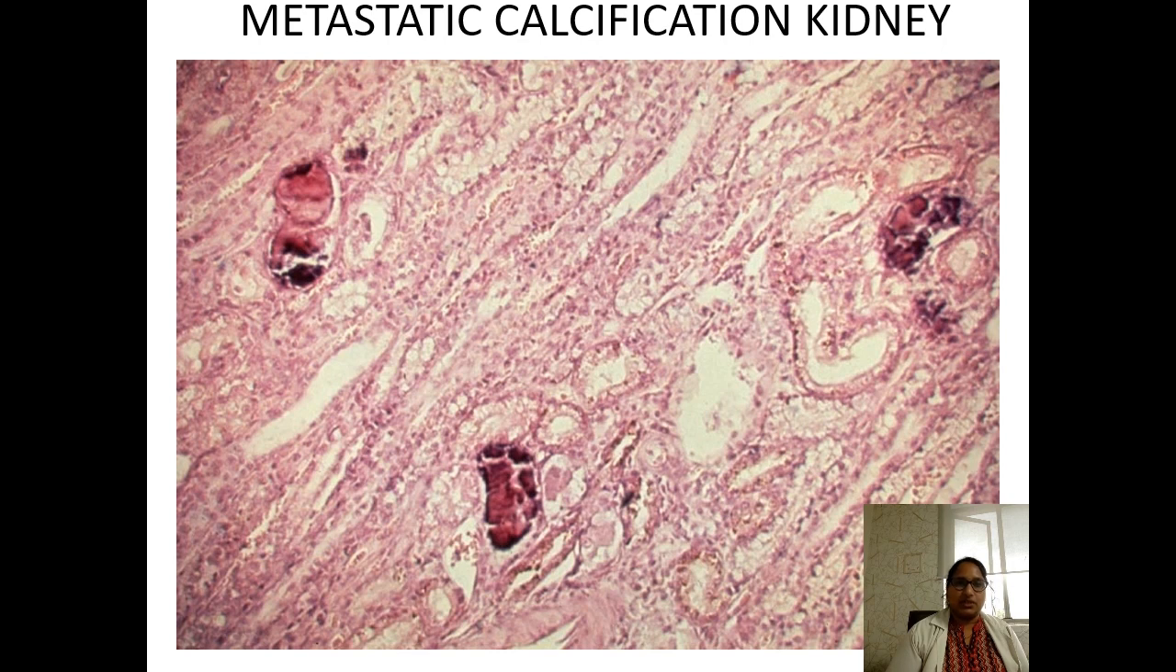Metastatic calcification of the kidney. Here we can see these structures. These are nothing but amorphous basophilic granular material in the kidney. These are the tubules of the kidney. Some blood vessels are seen. These are the calcified areas seen in the kidney. So metastatic calcification occurs in normal tissues like kidney, cornea, lungs, blood vessels, etc.